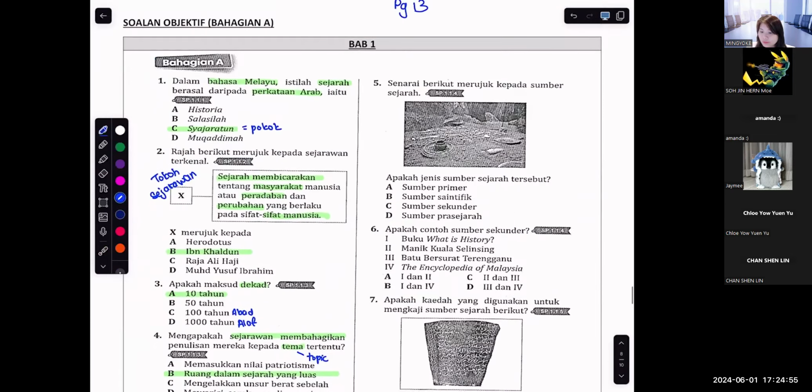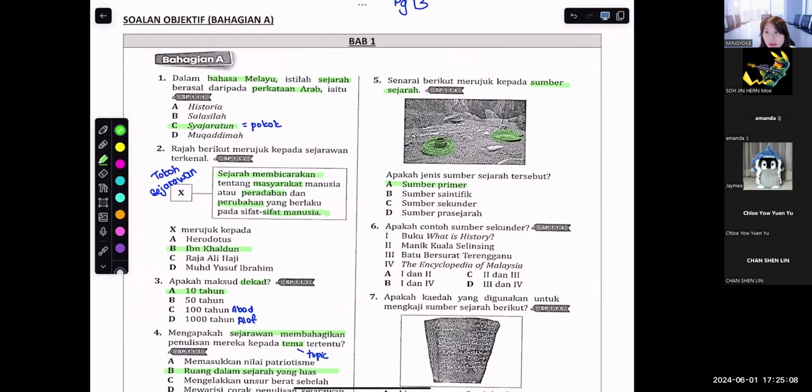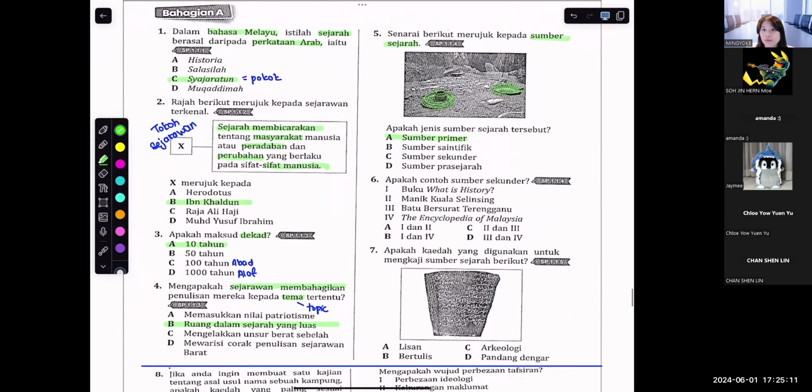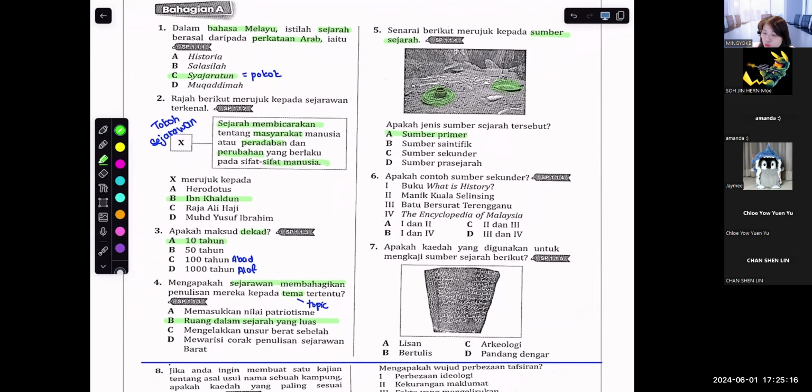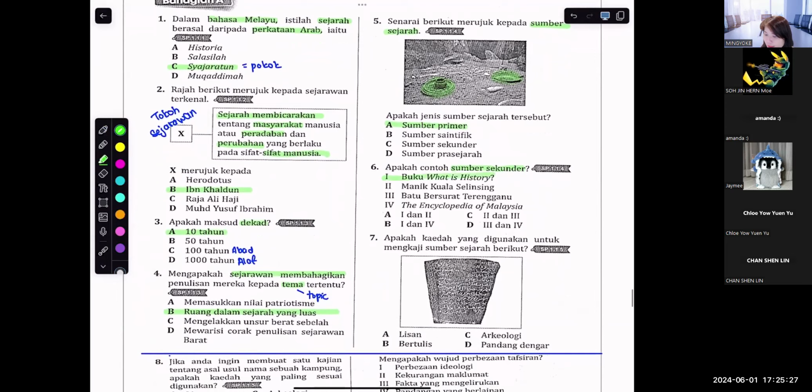And then, number 5. Sumber sejarah here. You see, all this is like, oh my gosh. Isn't it the original of the original? It's primer. Very good. Then, sumber sekunder, which one is secondary? Secondary is already edited, explained. So it is the book and encyclopedia. Yes, boy, very good.